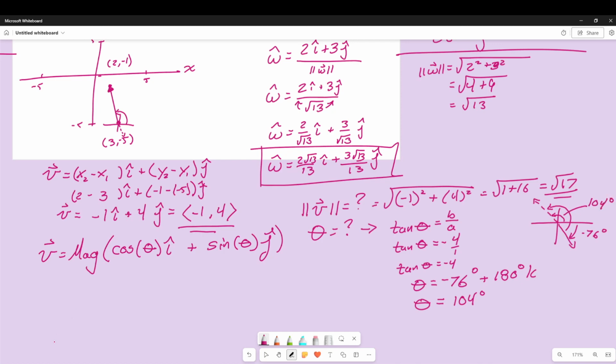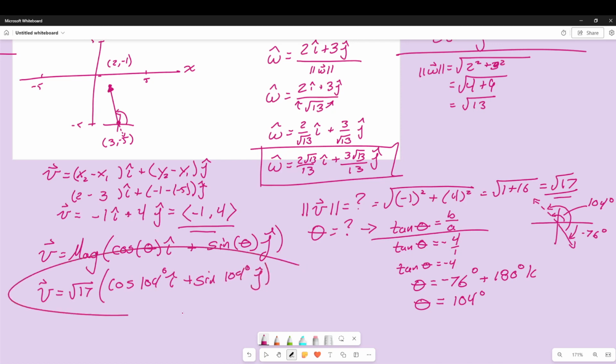So that is something to always be careful of. That's why, remember on your notes, I didn't like that your formula said theta equals the tan inverse of b over a. That's not always true. It's not always the principal solution. Sometimes it's the other solution. So it's better to think of it as the general solution to tangent of theta being b over a. But either way, we get our trigonometric form: the magnitude, square root of 17, times the cosine of 104 degrees in the i, plus the sine of 104 degrees in the j. So that's our trigonometric form.